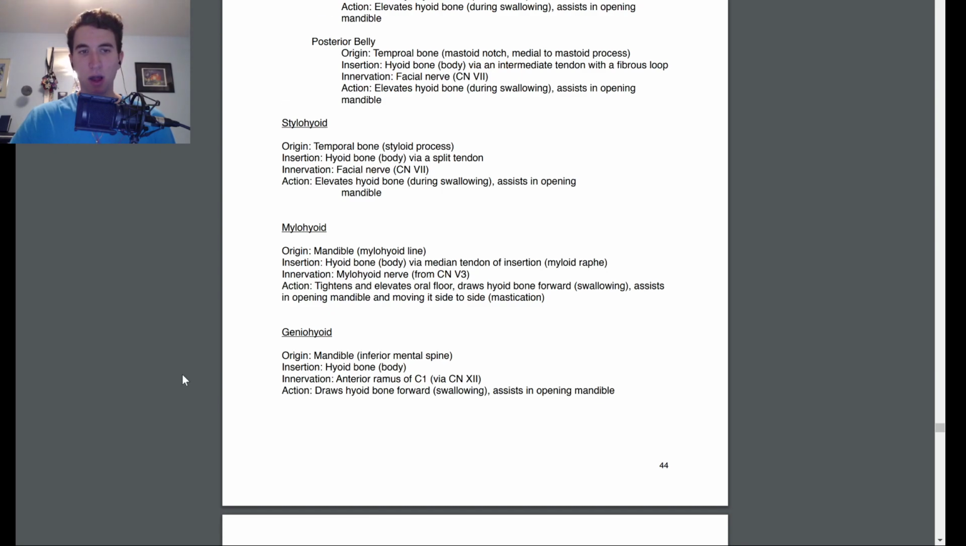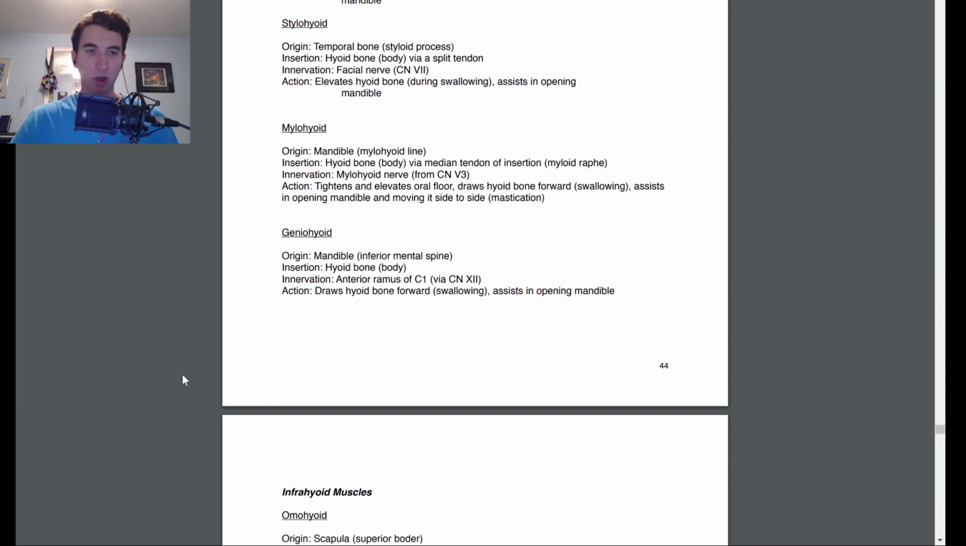Then we have the mylohyoid. It originates at the mandible, the mylohyoid line. It inserts at the hyoid bone, the body, via the median tendon of insertion, the raphe. Innervation is done by the mylohyoid nerve from CN V3. And the action is that it tightens and elevates the oral floor, draws the hyoid bone forward for swallowing, and assists in opening the mandible and moving it side to side for mastication.